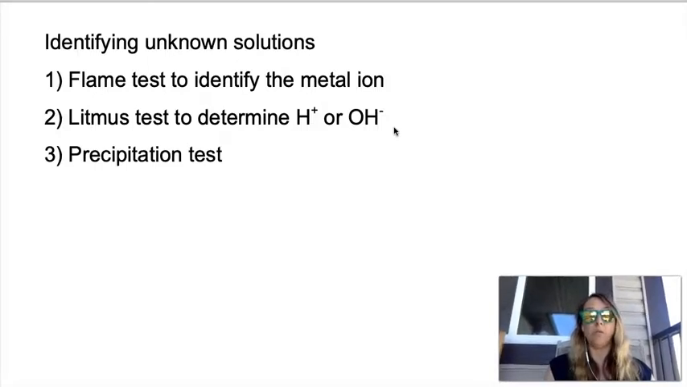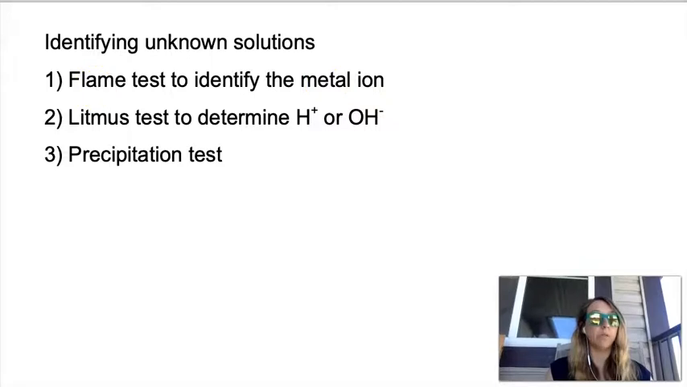Okay, obviously when you do these identifying unknown solutions, we don't just leave you with nothing. We usually give you a starting point: it could be one of these cations or one of these anions, right? And then you're trying to identify the cation and the anion from a list of so many. It's not just like it could be anything, try to figure it out.